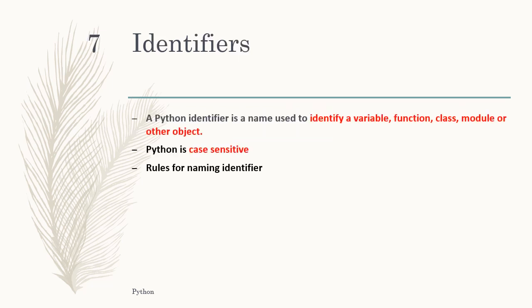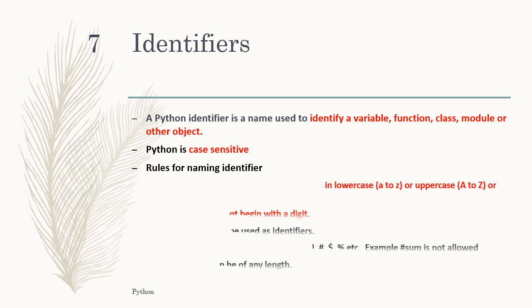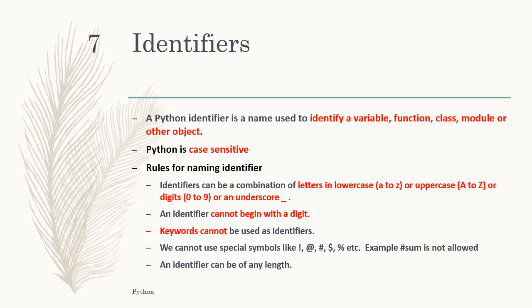Identifiers in Python. A Python identifier is a name used to identify a variable, function, class, module, or other object. Python identifiers are case sensitive, so we need some rules for naming identifiers. Identifiers can be a combination of letters in lowercase or uppercase, digits, or an underscore. And a Python identifier cannot begin with a digit. Keywords cannot be used as identifiers in Python. We cannot use special symbols like these as identifiers in Python.